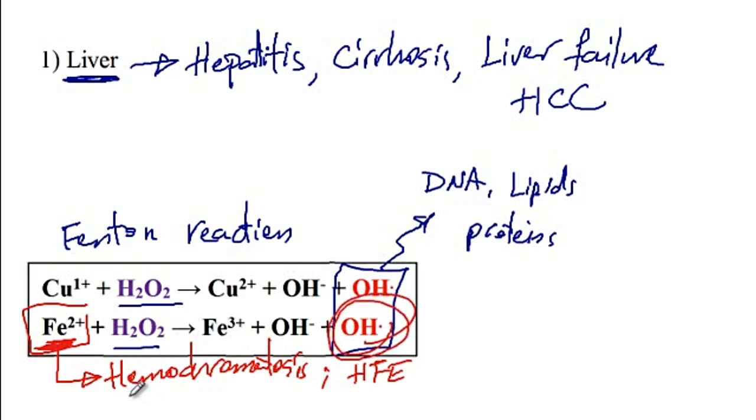But in any case, for this video, I only want to focus on Wilson's disease, but just know that both hemochromatosis and Wilson's disease, due to the accumulation of the Fenton catalysts like the iron in hemochromatosis or copper in Wilson's disease, can cause damage due to the production of hydroxyl radical.